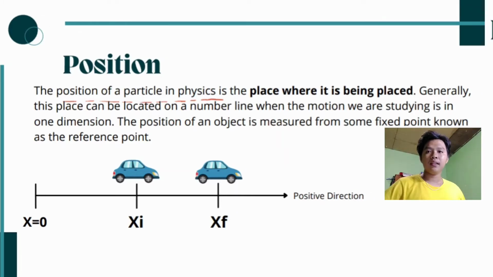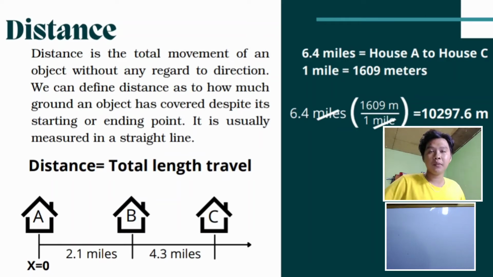So, the next one is the distance. So what is distance? Distance is the total movement of an object without any regard to direction. We can define distance as how much ground an object has covered despite its starting and end point. It is usually measured in a straight line.